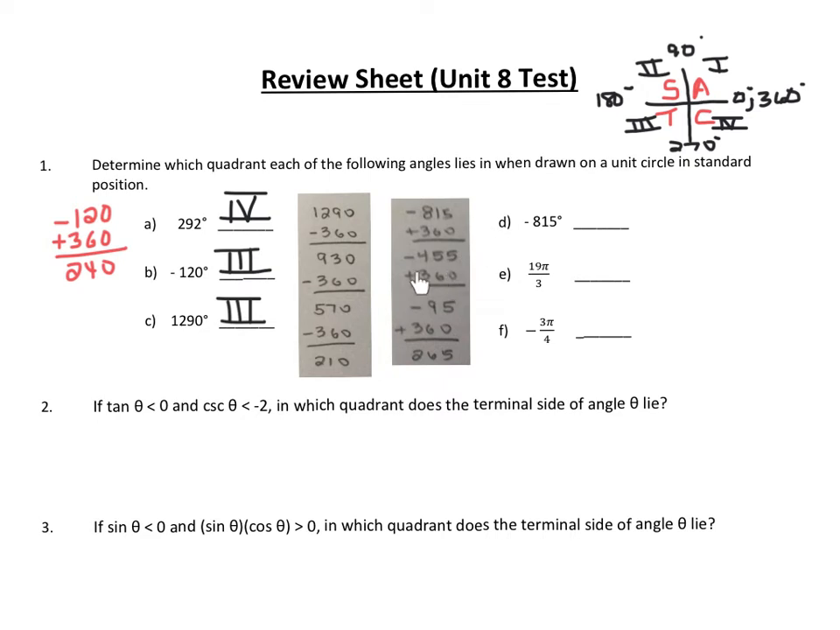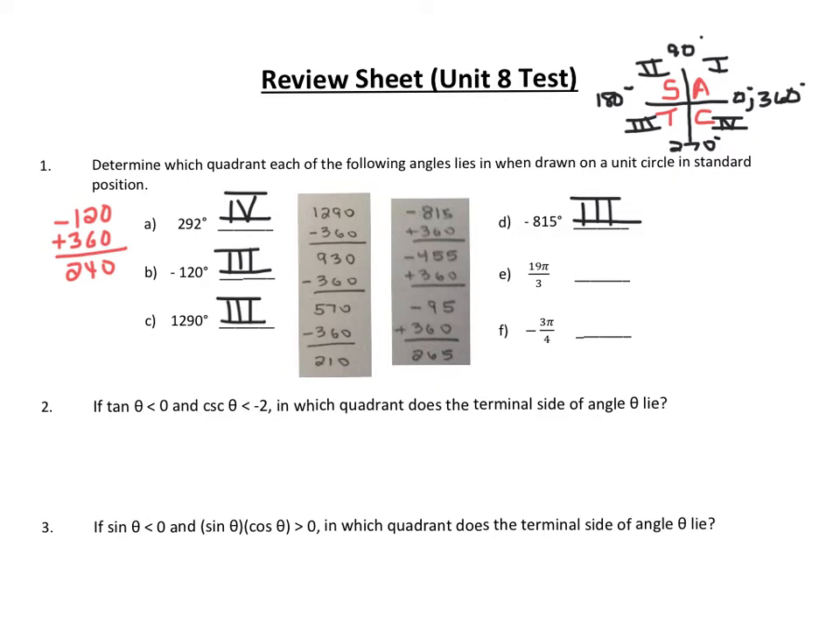So I added on 360 again, and it was still negative, so I had to do it a 3rd time. And when I did it a 3rd time, I finally had an angle between 0 and 360. Now, more specifically, this angle is between 180 and 270. So in letter D, we are again in the 3rd quadrant.